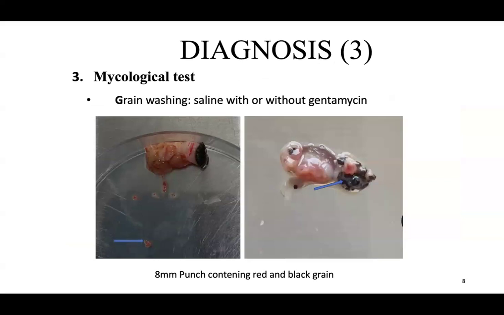The first step here is to wash the grain, and depending on the color, the grain are washed with or without gentamicin. White and red grain are washed carefully with serum saline only, and black grain are washed with serum saline containing gentamicin.